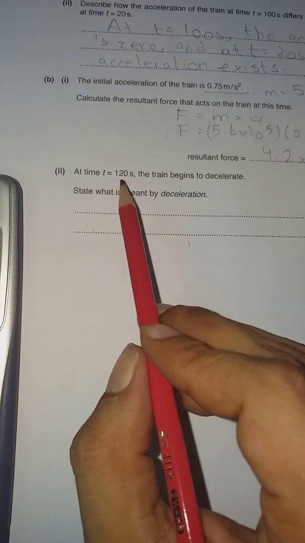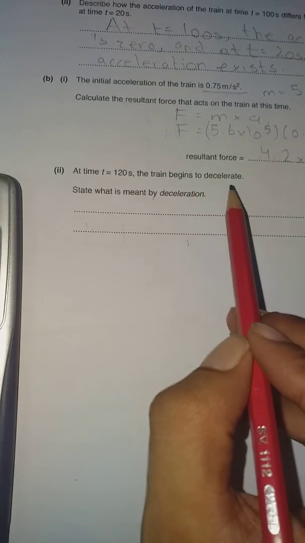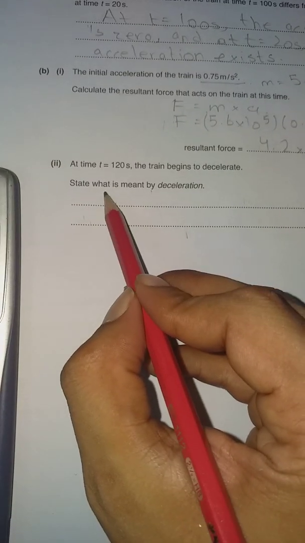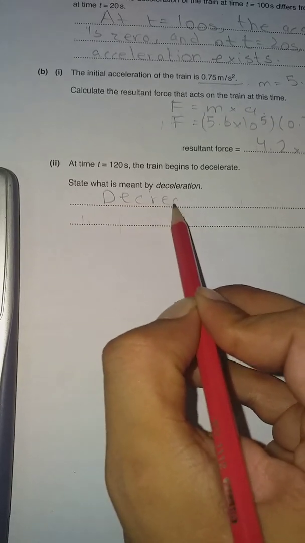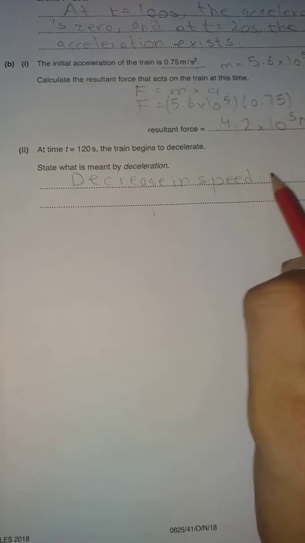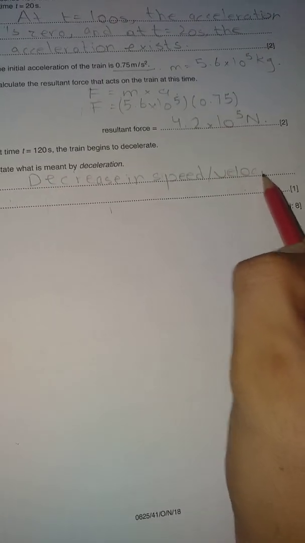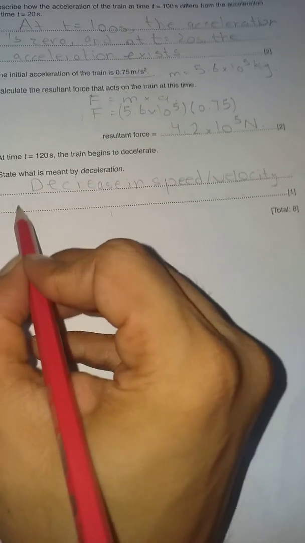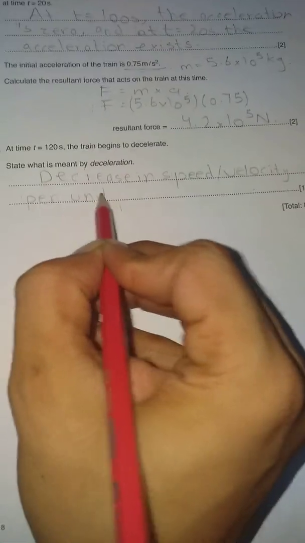At time equals 120 seconds, the train begins to decelerate. What is meant by deceleration? Quite easily, deceleration means a decrease in speed or velocity per unit time.